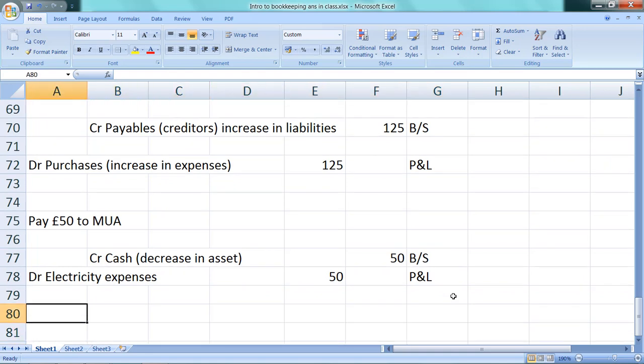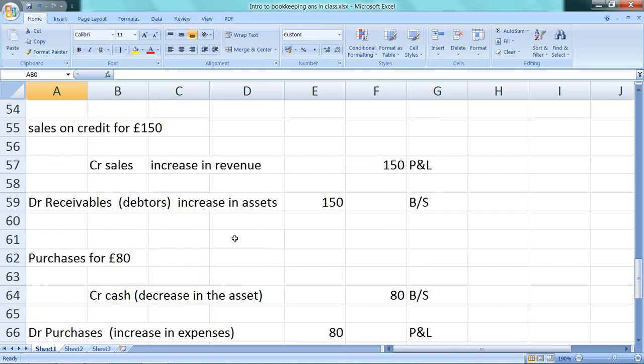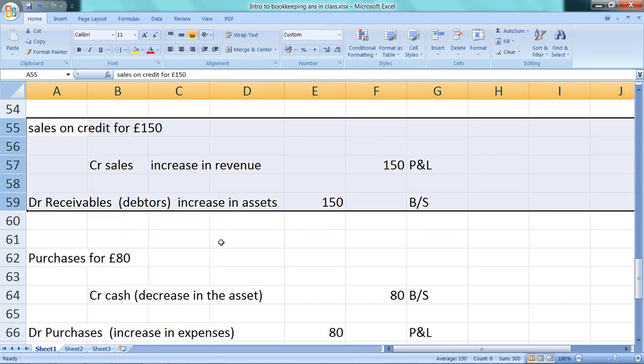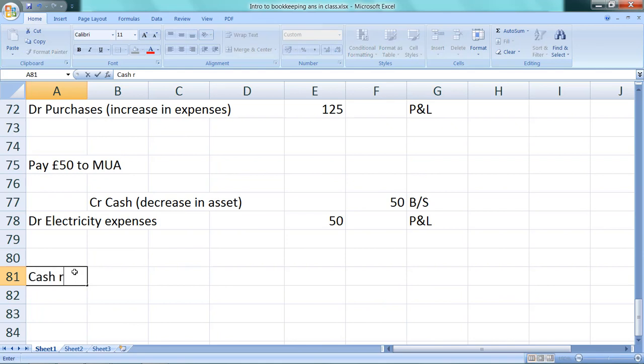Next transaction. We're going to receive £105 from our debtor. So if I go back up to our previous transactions, what we've got is this sale on credit for £150. We're now going to get £105 in from that person, so they still owe us £45. So we get cash received from a debtor. So this guy owes me some money.